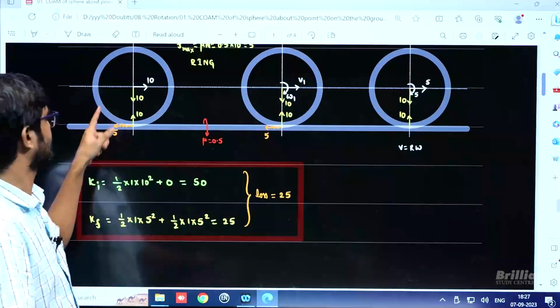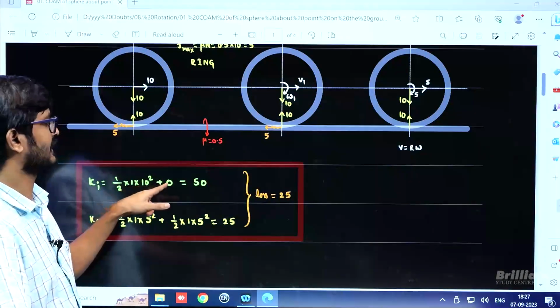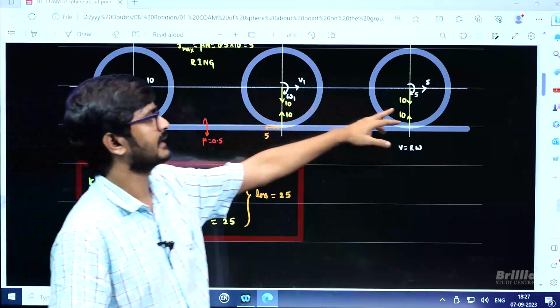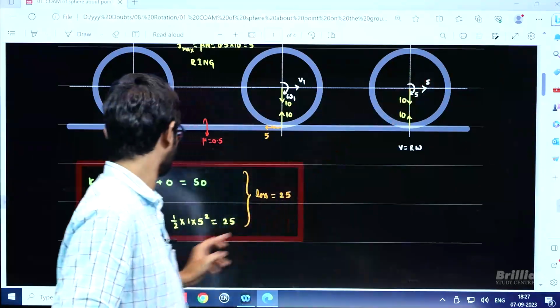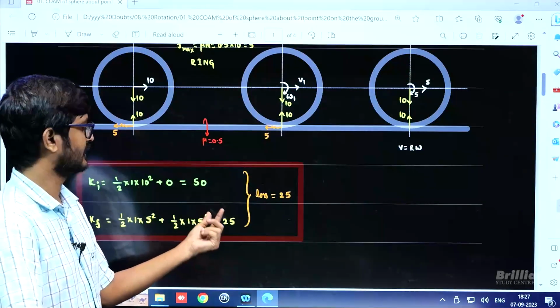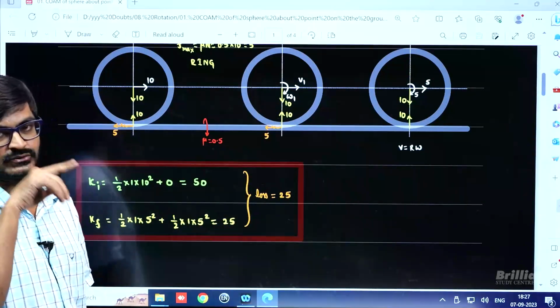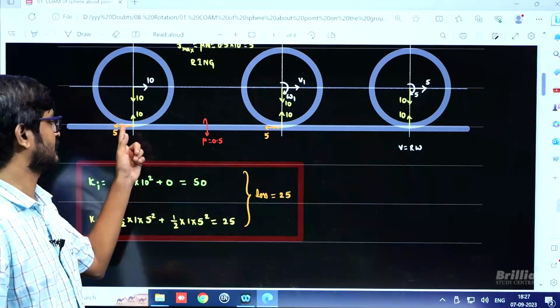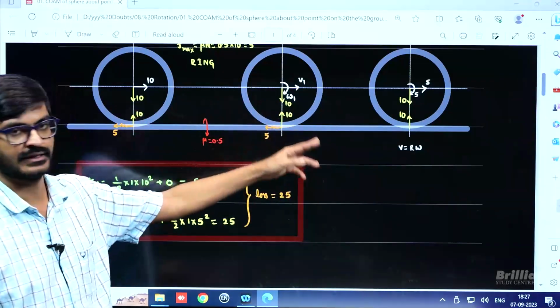Initial kinetic energy is half into m into v square. Rotational kinetic energy is 0. Final kinetic energy is half into m into v square plus half into IC into omega square. Initial kinetic energy is 50. Final kinetic energy is 25. 25 joules is gone as heat, because friction is doing work, right?